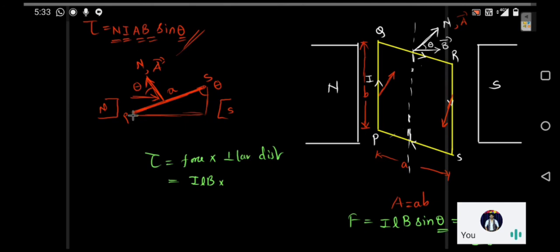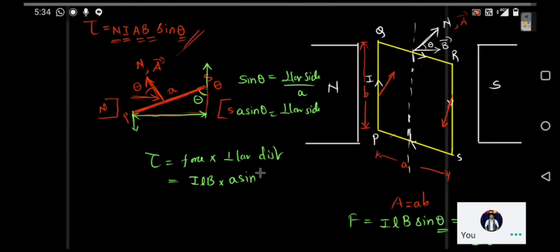Perpendicular distance is going to be, see, one force is acting over here, that is downwards. One force is acting over here, that is upwards. So the perpendicular distance between the two forces becomes this distance from here to here. If I consider sine of this angle theta, it is opposite upon hypotenuse. So sine of theta is this perpendicular side upon hypotenuse, which is A. So this perpendicular side is going to be A sine of theta.